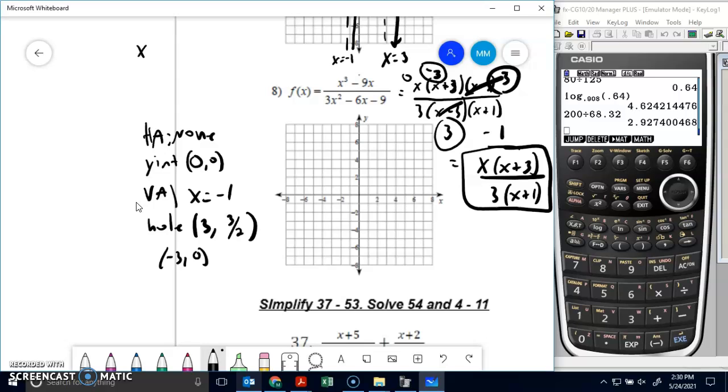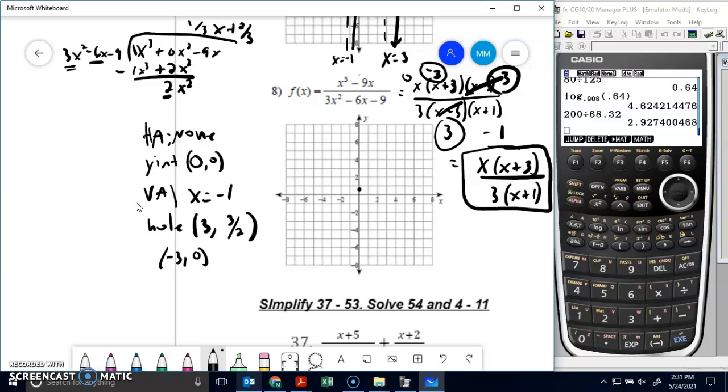So I'm going to divide x to the third plus 0x squared minus 9x divided by 3x squared minus 6x minus 9. So when I do 1 divided by 3, that's 1/3 x. Multiply that through gives me 1. 1/3 times negative 6 is negative 2. And then when I subtract, negative 2 turns into positive 2. So 2 divided by 3 means the y-intercept is 2/3.